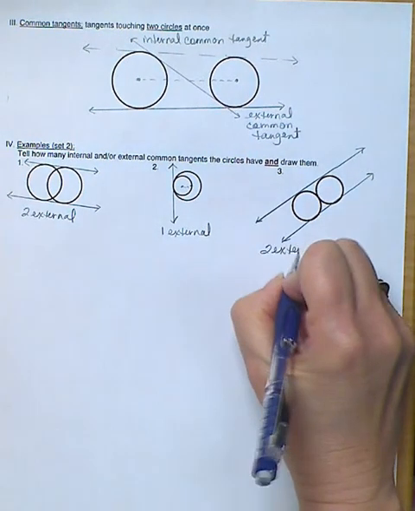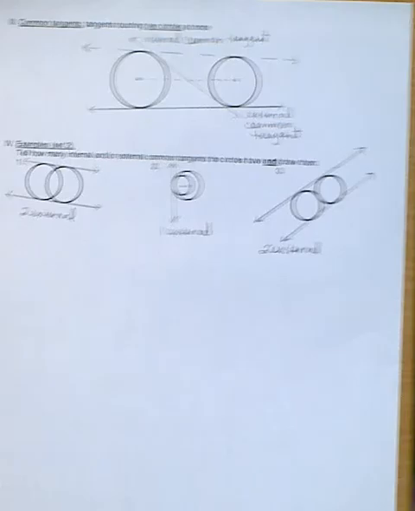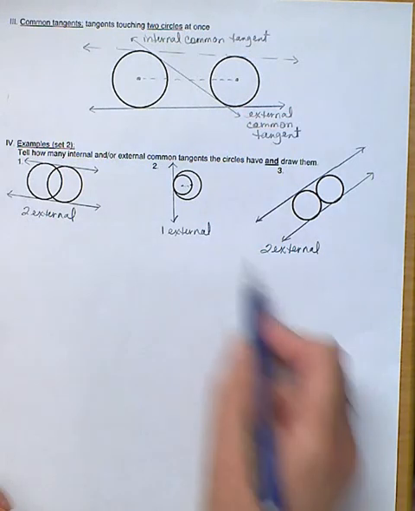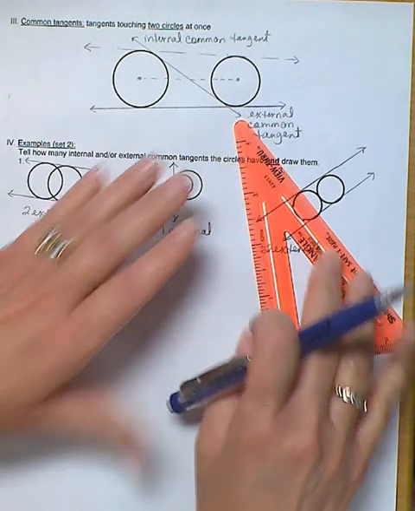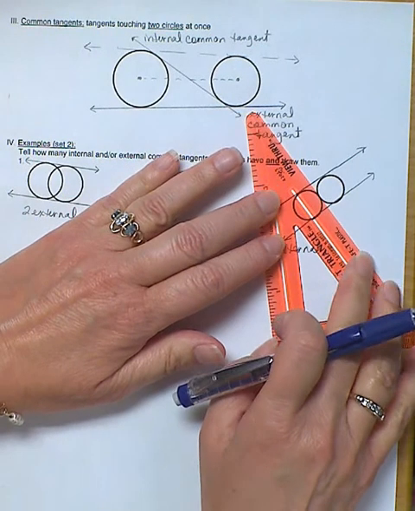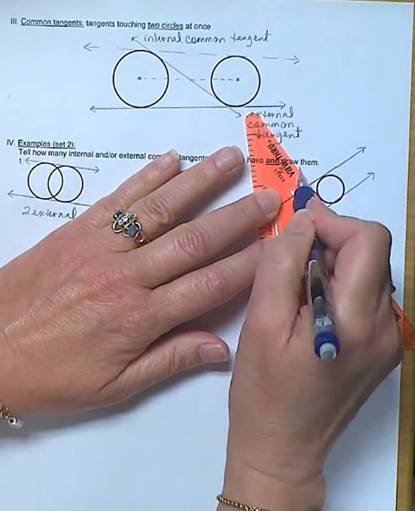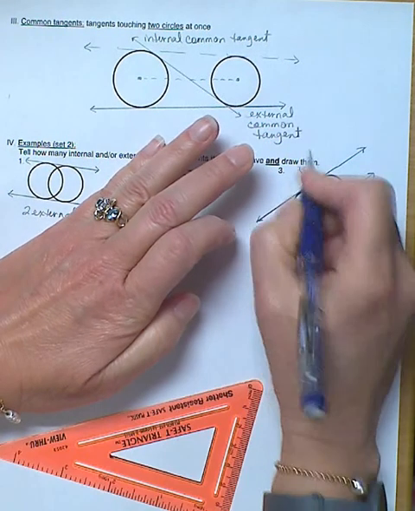There's one more. I'll let you take a look at it for a second, see if you can figure out where the one more is. Hopefully I gave you a hint. I've already said there were 2 externals. That means there was an internal, and it's right here where the 2 circles touch at that one point anyway. So it's 1 internal.